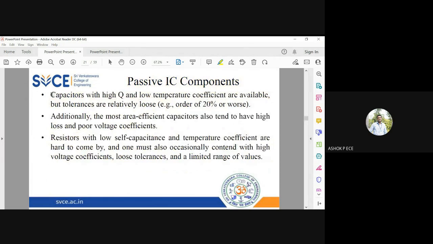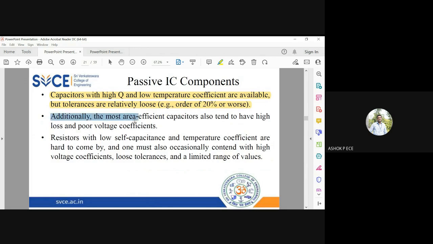And capacitance, you see, when you have a very high quality factor, low temperature coefficient capacitances are available, but the tolerance is very loose. So you have to allow 20% tolerance because the value is going to vary in a huge range. So I cannot say the capacitor value is 1 microhenry, I cannot say it is always going to be 1 microhenry. No. It is going to change based on the frequency. That is one point of concern.